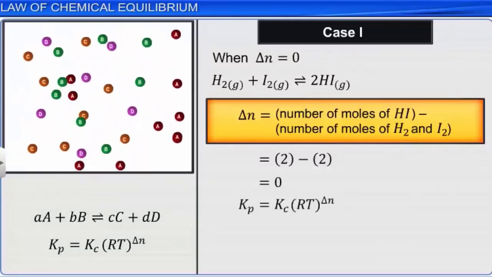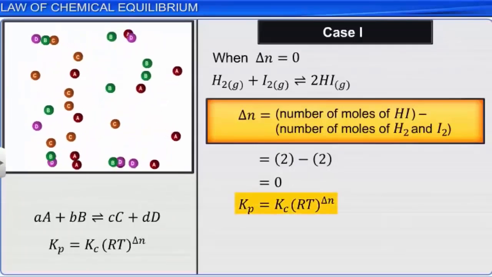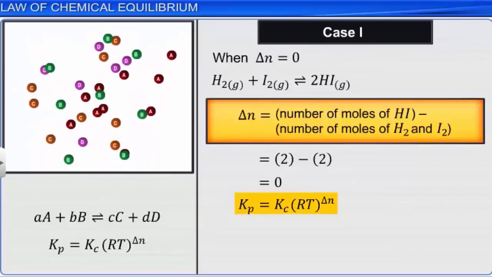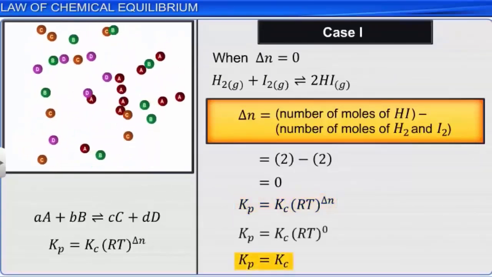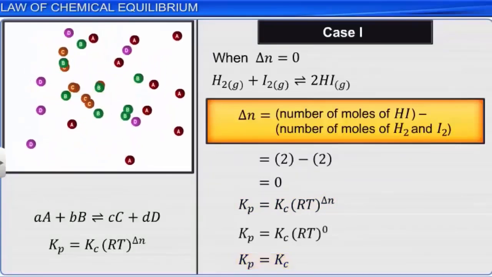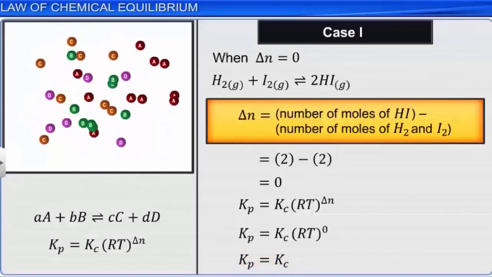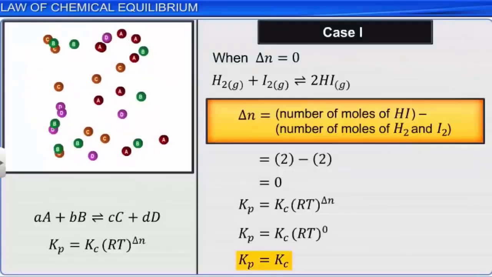Substituting the value of delta n in the equation Kp is equal to Kc multiplied by the product of R and T raised to the power of delta n, we get Kp is equal to Kc. Thus, for reactions in which delta n is equal to 0, the two equilibrium constants Kp and Kc are equal.